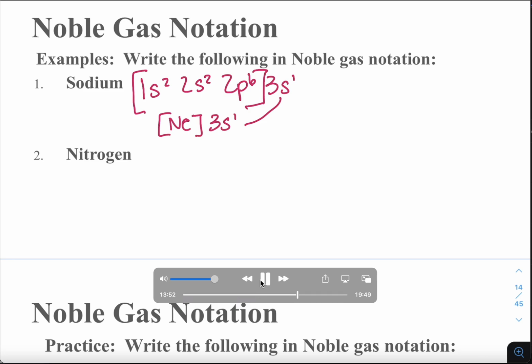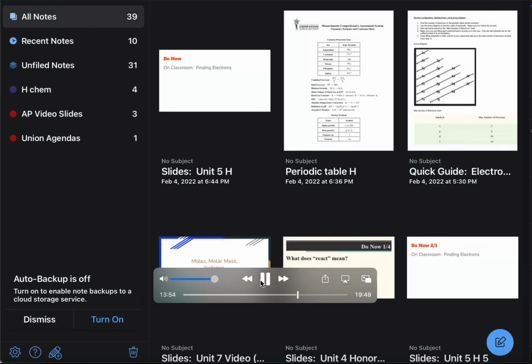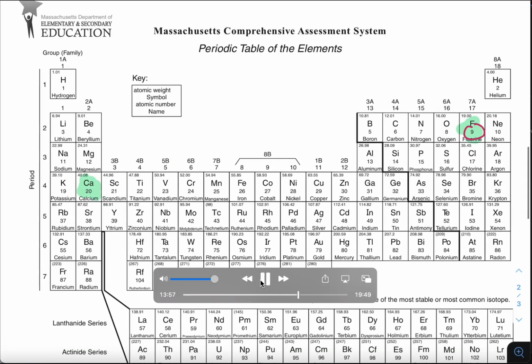So for nitrogen, for example, you want to count backwards until you hit a noble gas. So don't go to neon even though it's closer, because that's too many electrons. You won't be able to bracket the correct number.